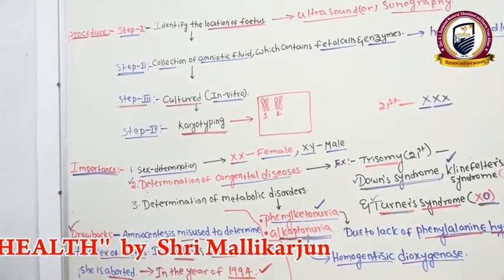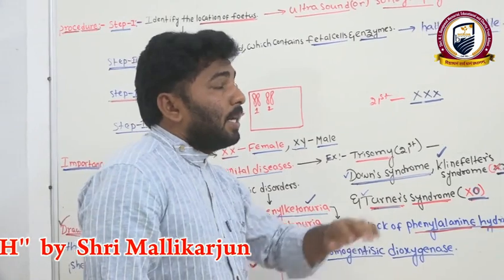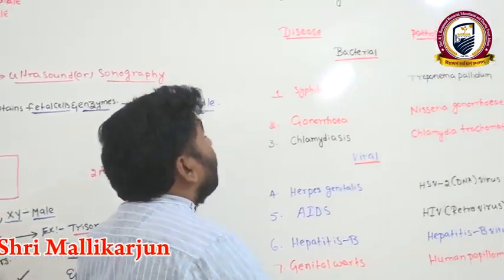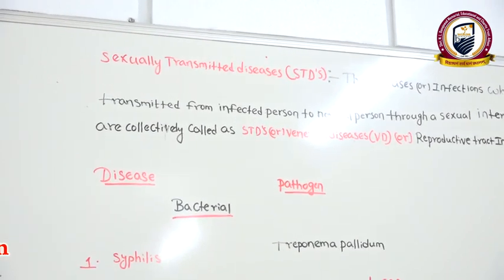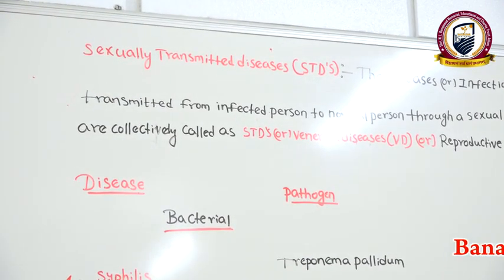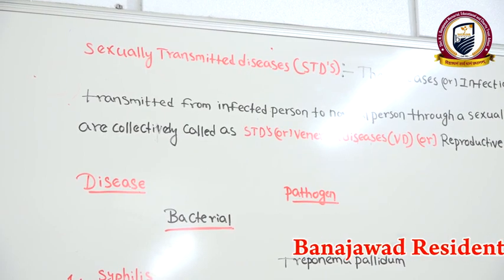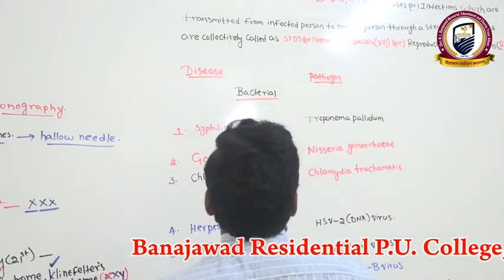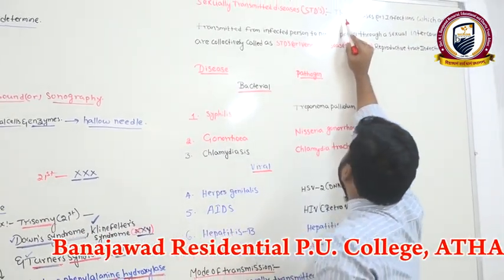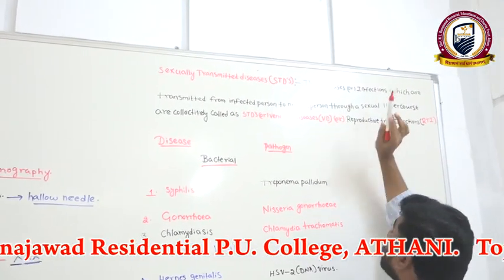Okay, are you getting now? Clear. Right. Sexually transmitted diseases. Here, in the name itself they indicated sexually transmitted. These are diseases which pass through sexual contact. Now we can see the perfect definition of sexually transmitted diseases. The diseases are infections.